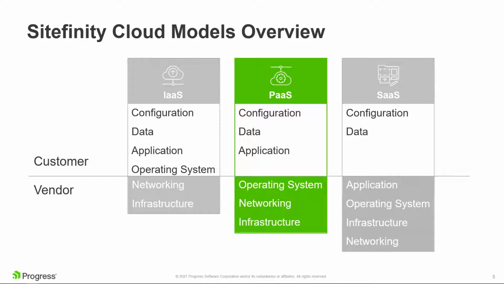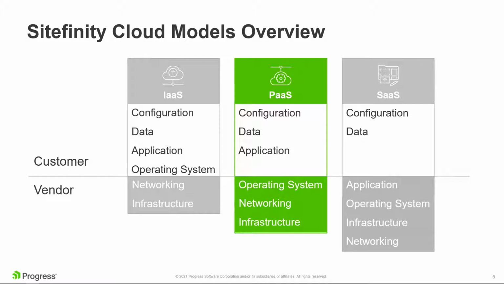In the platform as a service model, the customer is responsible for the application, its data, and its configurations. In other words, in a platform as a service model, the customer can get an application, extend it, and then deploy it to the platform. As opposed to that, in the software as a service model, the customer can only configure an already deployed application with no option to extend. Sitefinity itself is a platform that can be extended to meet a broad range of requirements. Based on that, we have chosen the platform as a service model for Sitefinity Cloud.